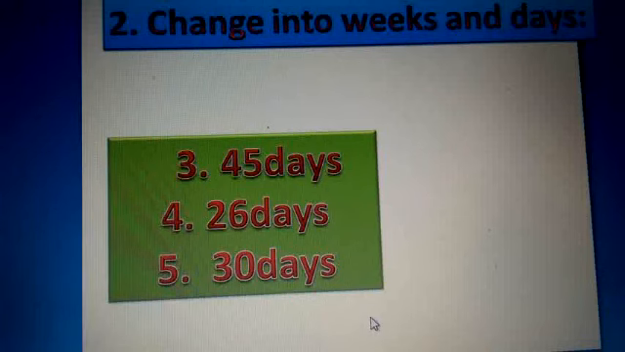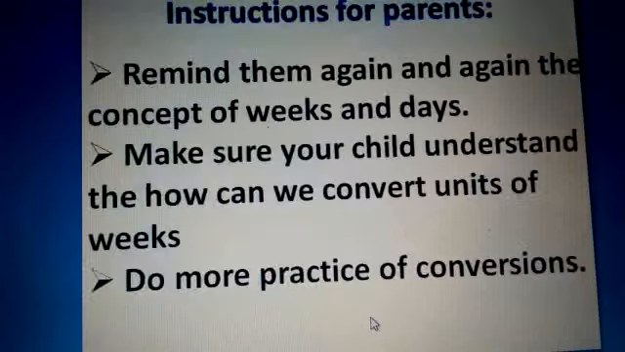Now, I have some instructions for your parents. Number 1, remind them again and again the concept of weeks and days. Number 2, make sure your child understands how we can convert the units of weeks and days. Number 3, do more practice of conversions.